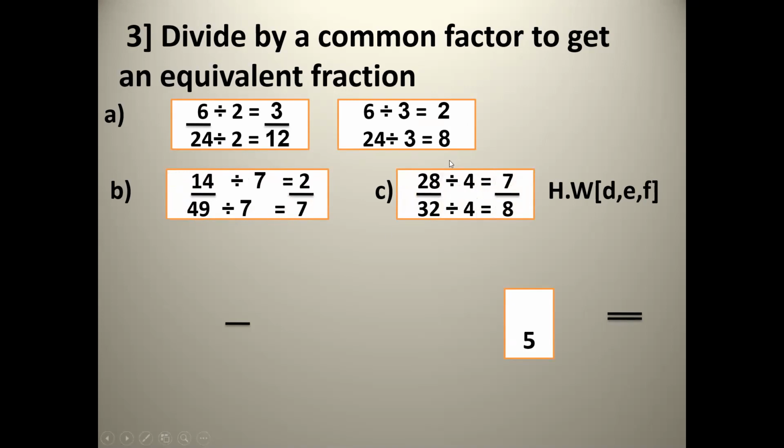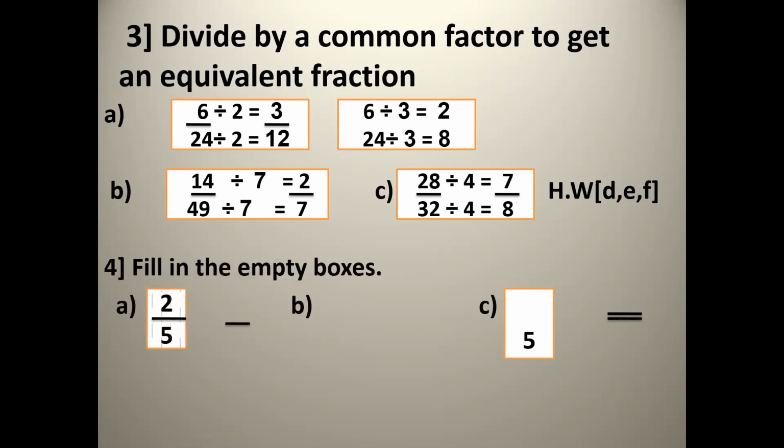Next here, we have 28 by 32. So here I will divide numerator by 4 and denominator by 4. So 28 divided by 4, it is 7. 32 divided by 4, it is 8. Fill in the empty boxes.